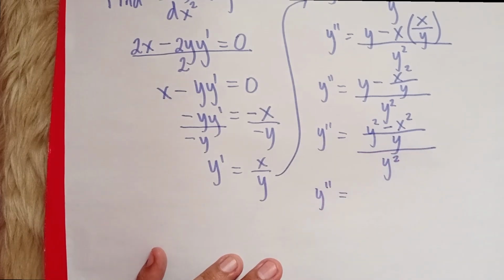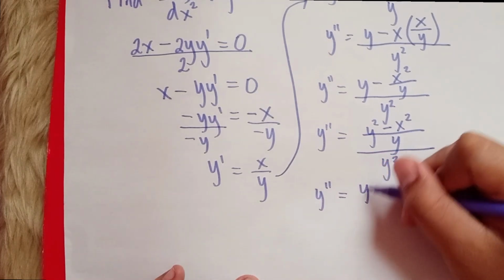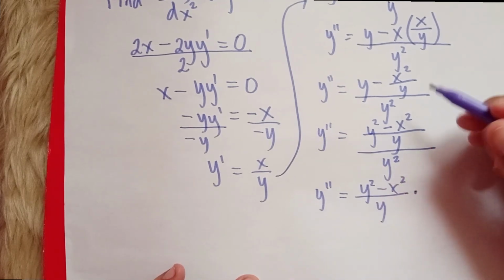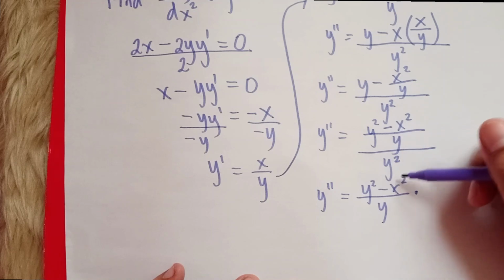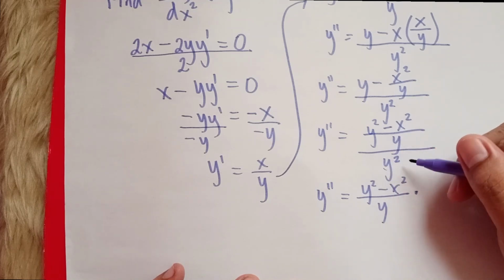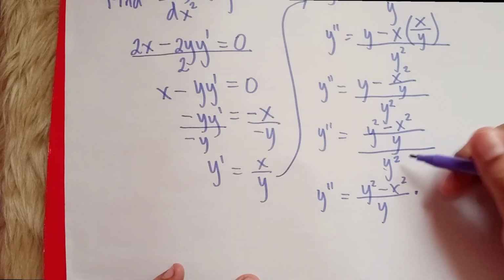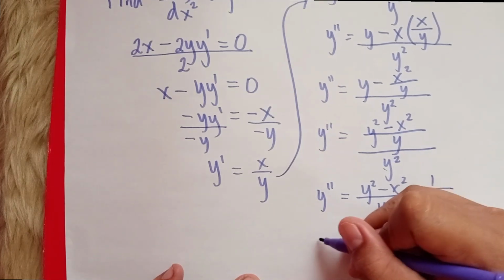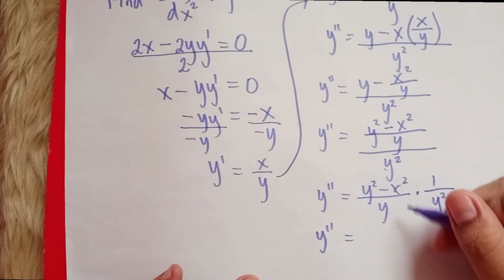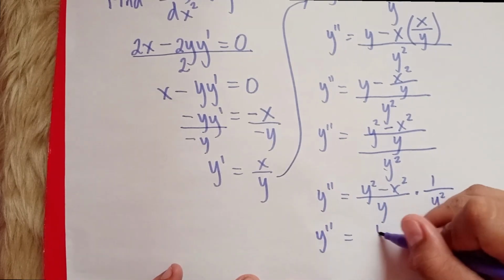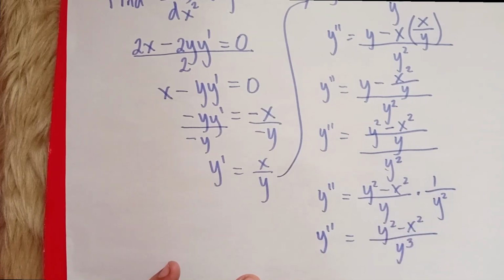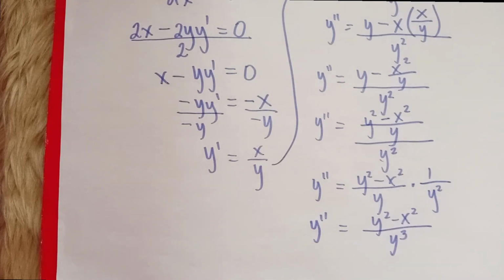Simplify pa natin mga boss. Y double prime equals. Okay? So, this is now y squared minus x squared all over y, times... So, pag divide natin fraction by another fraction, kunin natin yung reciprocal ng denominator. So, ang reciprocal ng y squared is 1 divided by y squared or 1 over y squared. So, simplifying, we have y double prime equals y squared minus x squared times 1 is y squared minus x squared. Y times y squared is y cubed. Okay. Tapos na po ba? Okay. So, hindi pa mga boss.